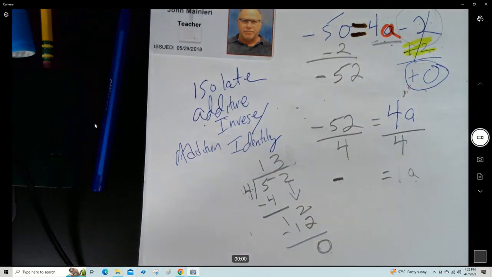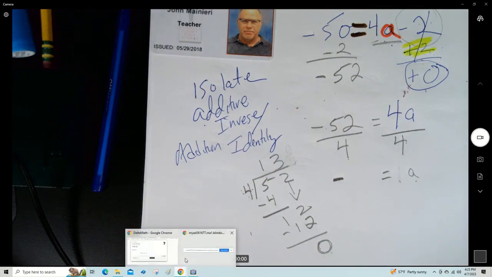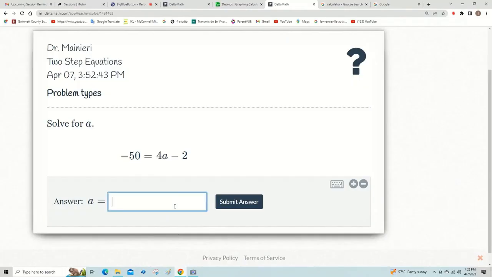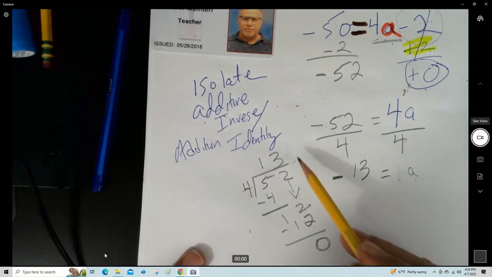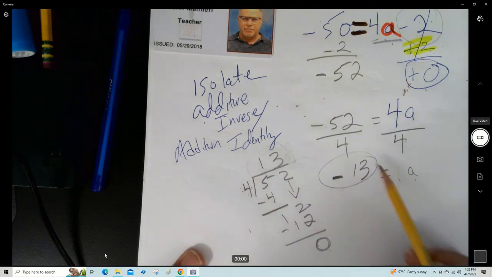So we go back here, go to our Delta Math, and we put in the number. Now we've got to get the sign right. Got to get that sign right, okay? And our sign was negative, wasn't it? So yeah, negative 13. You're not seeing me right. Let me just put it here. Negative 13. Here we go. See, it was 13, but we knew it was negative, and here's our answer.